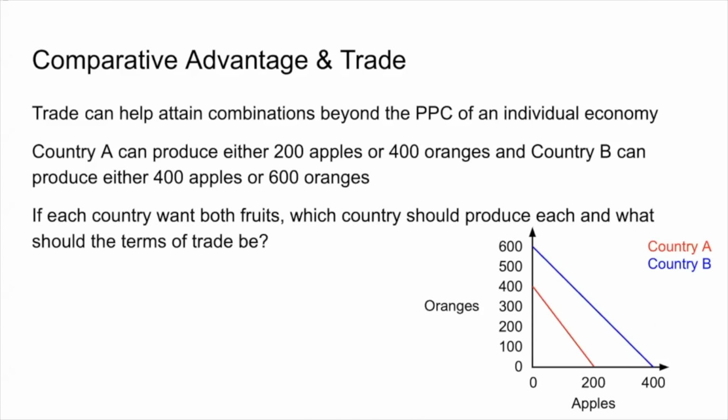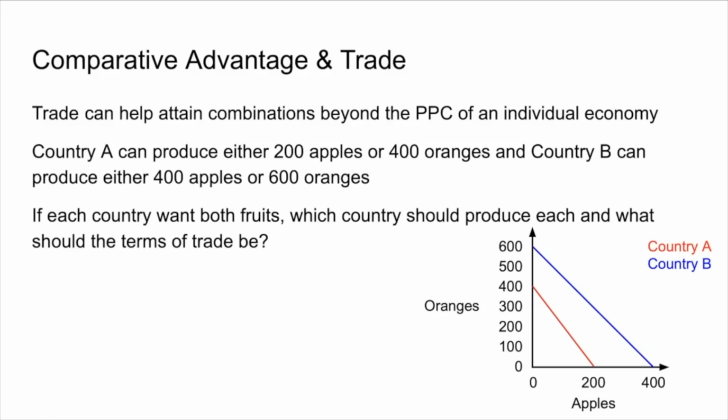Trade is beneficial to economies because it can help them attain combinations that are beyond the production possibilities curve. So suppose that country A can produce either 200 apples or 400 oranges, and country B can produce either 400 apples or 600 oranges. And we're also going to assume constant opportunity costs and that each country will produce only one good.